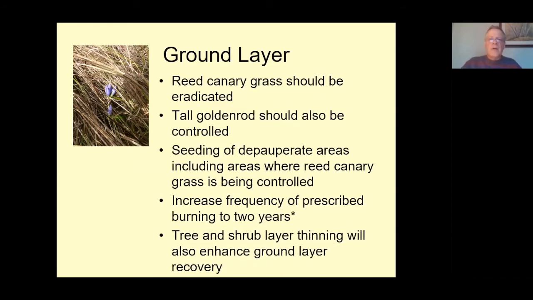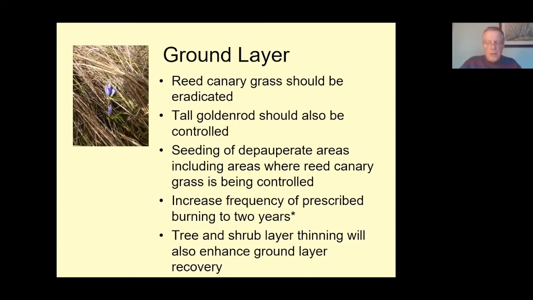As far as remedies for the ground layer, reed canary grass should be eradicated. Tall goldenrod should be substantially controlled. Seeding of the copperhead areas may be necessary, especially areas where reed canary grass is being controlled. Burn frequency should be increased and more consistently done every 2 years or so.